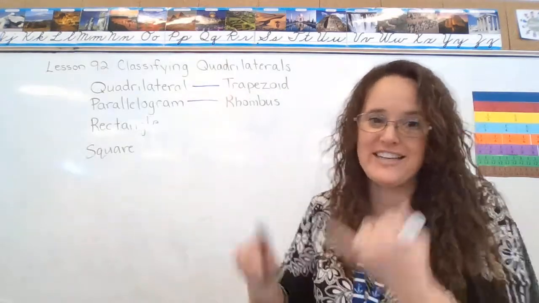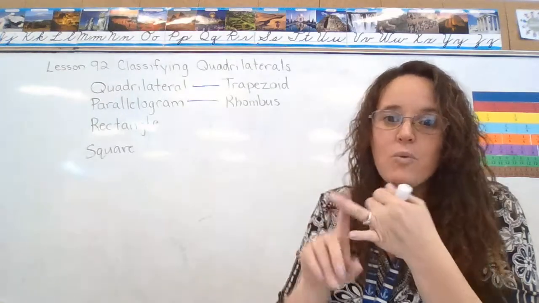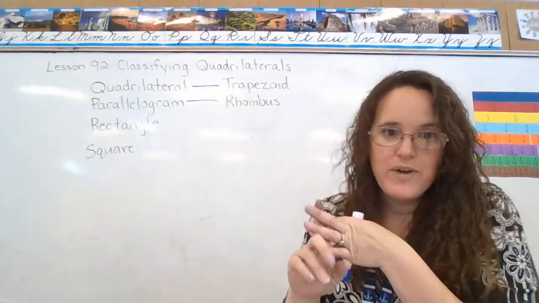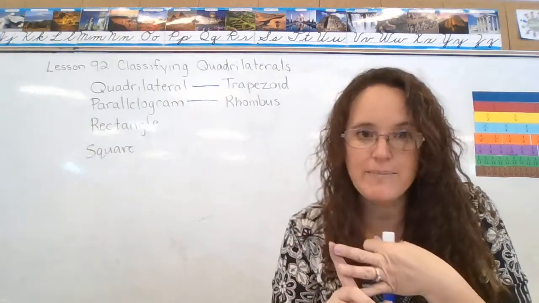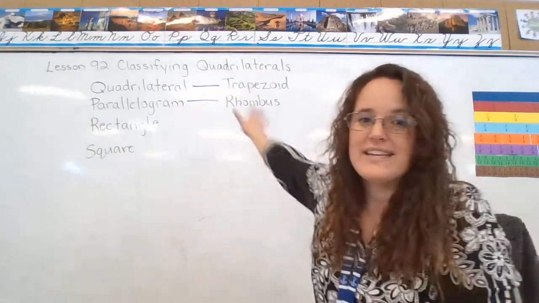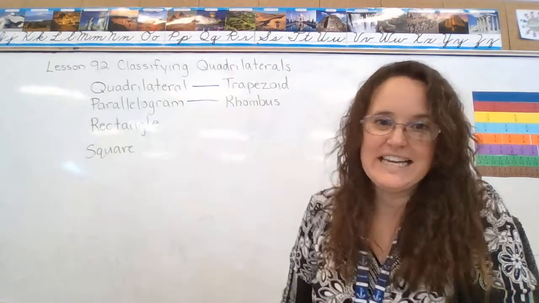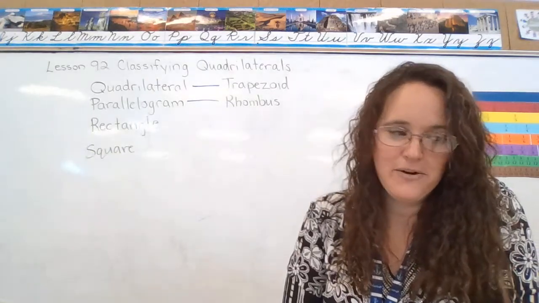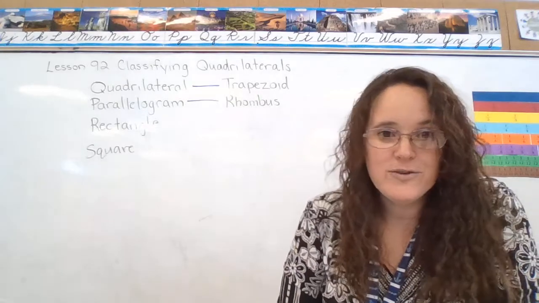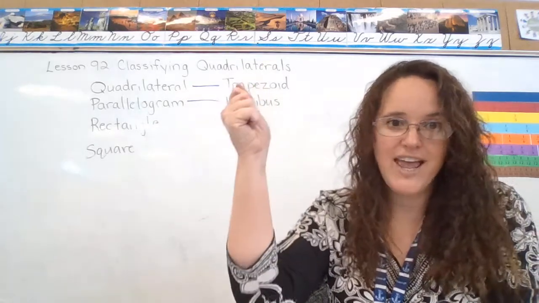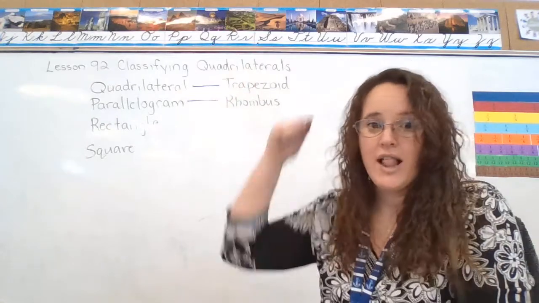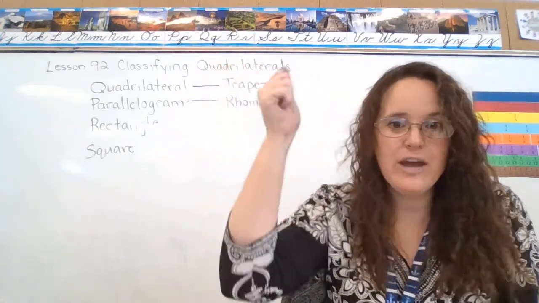So maybe you find 1 quadrilateral, 1 rhombus, and 1 rectangle. Or maybe you find a square, a rectangle, and a trapezoid. You're looking for 3 examples of the 6 words that we have up there. When you find those, show them to your homeschooling parent and say, look, Mom, I found a trapezoid, or look, Mom, I found a rhombus.